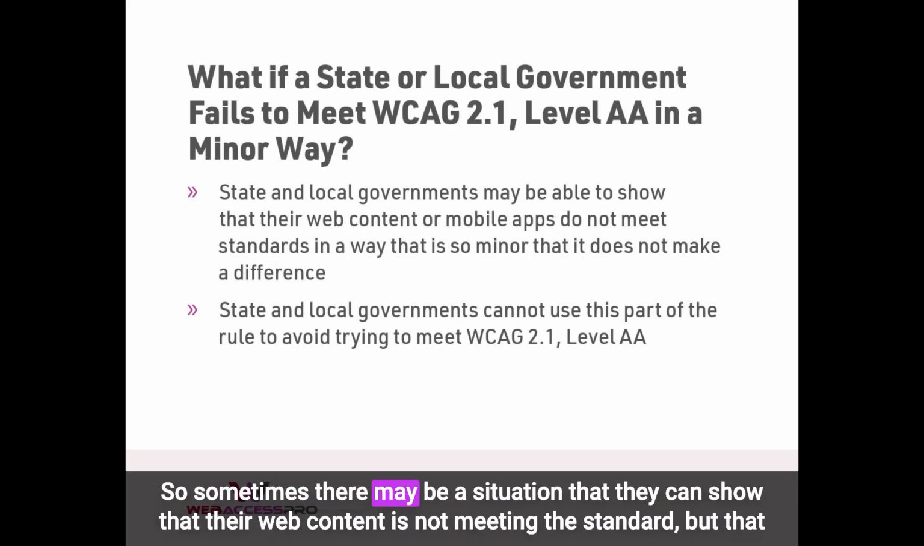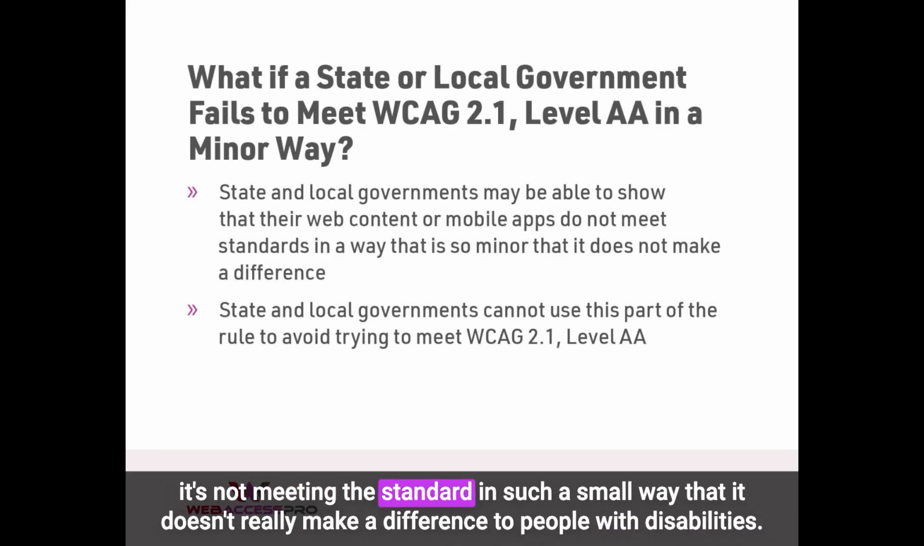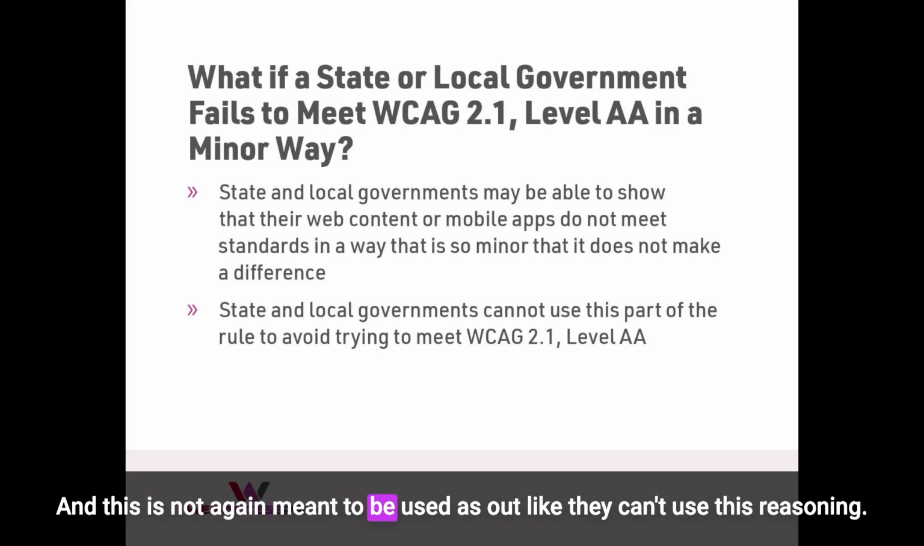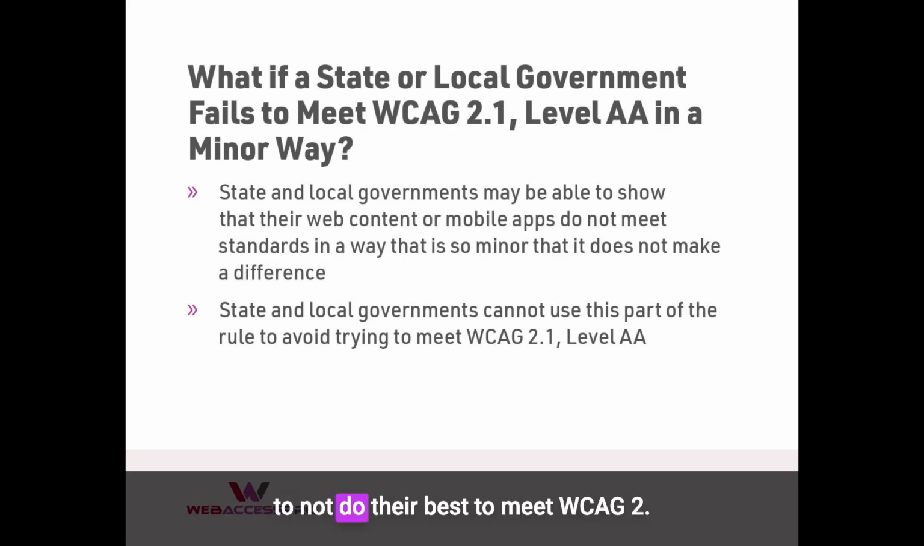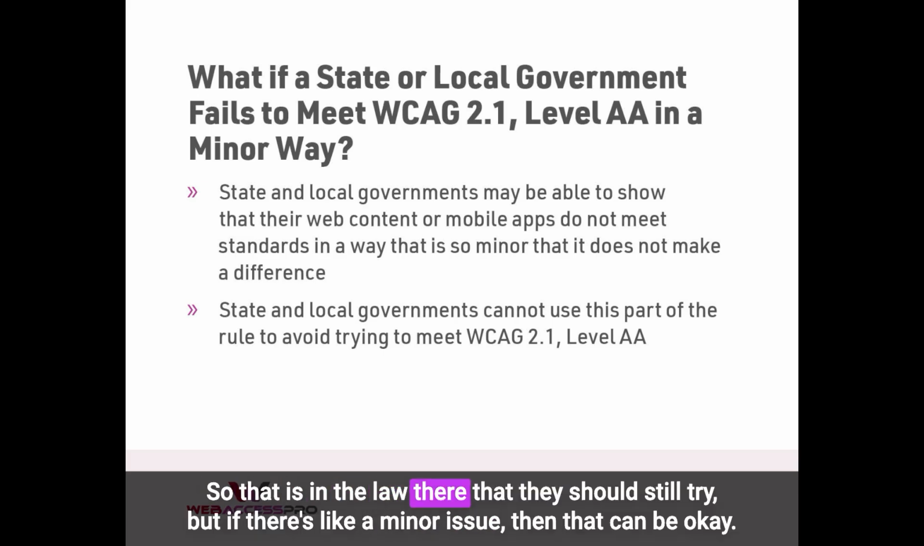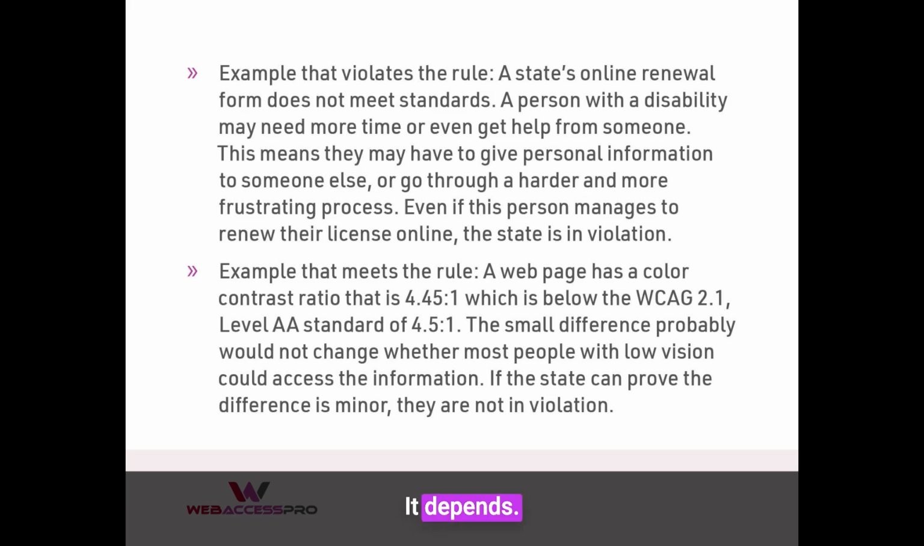So sometimes there may be a situation where they can show that their web content is not meeting the standard, but that it's not meeting the standard in such a small way that it doesn't really make a difference to people with disabilities. And this is not, again, meant to be used as an out. They can't use this reasoning to not do their best to meet WCAG 2.1 Level AA. So that is in the law, that they should still try, but if there's a minor issue, then that can be okay. It depends. What is the nature of that minor issue?